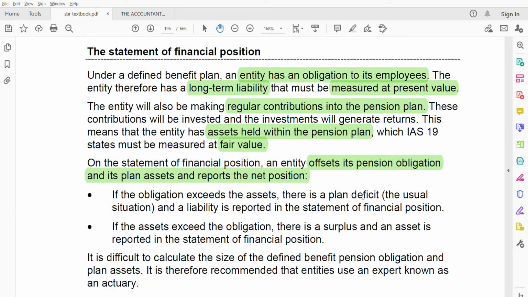Okay. So in the statement of financial position, how do you describe the net position? There's a name for that net position. It is known as either plan deficit or surplus. When is it a plan deficit? When your obligation exceeds the asset. It's a deficit. It's the usual situation. That means the liability is more, so the liability is reported in the statement of financial position. But if the asset is more than the obligation, it's a surplus, and the asset is reported in the statement of financial position. Okay, to understand this better, do questions from the revision kit after you go through this.